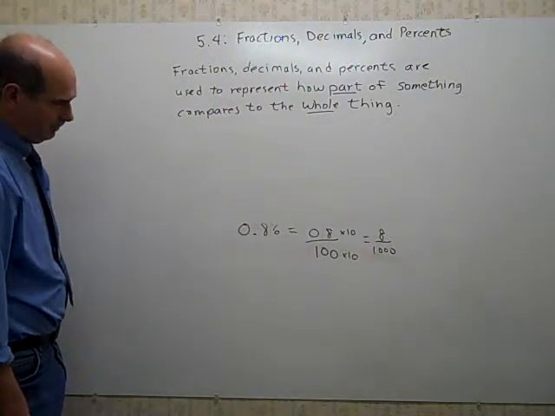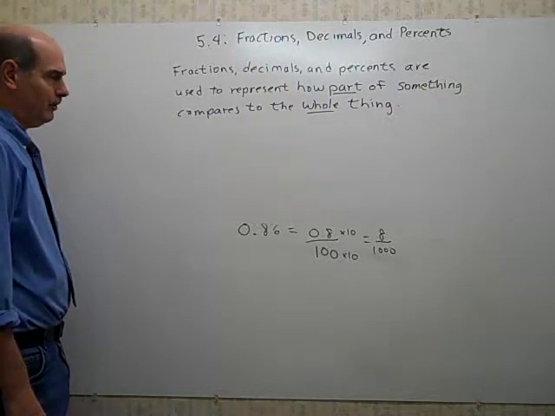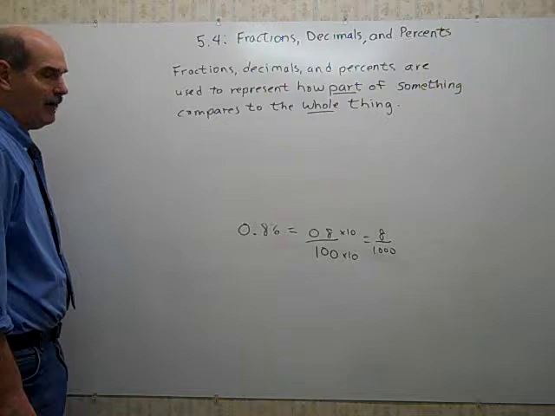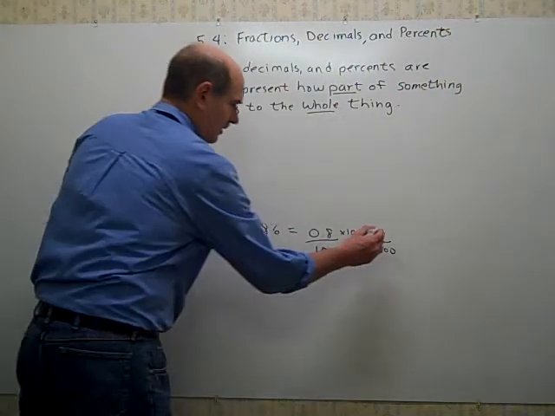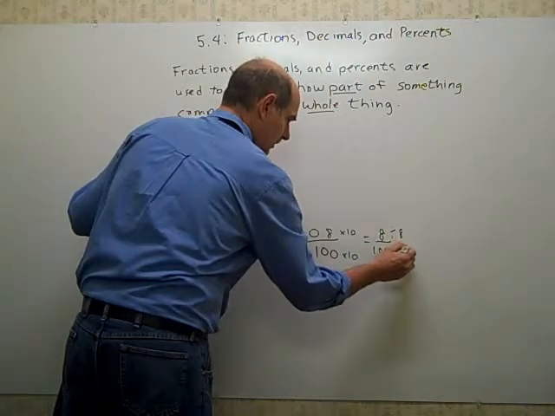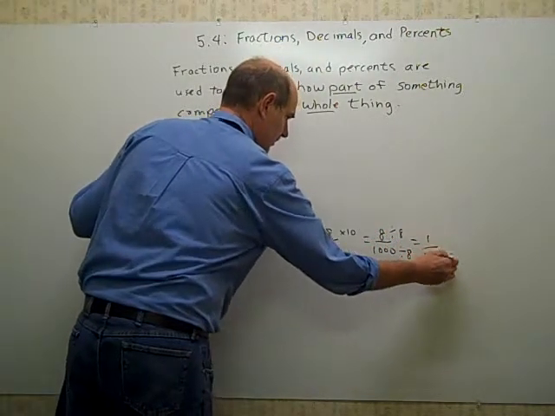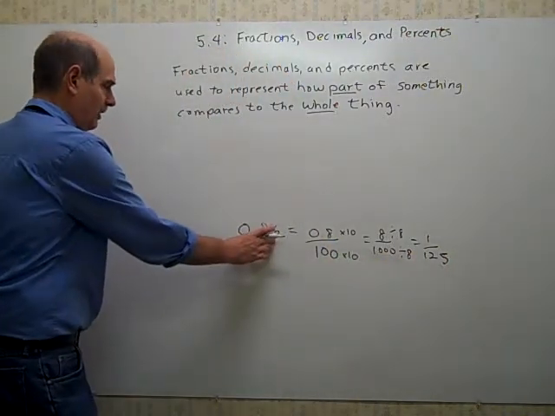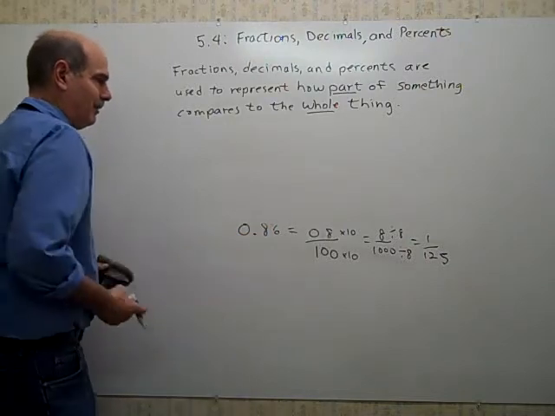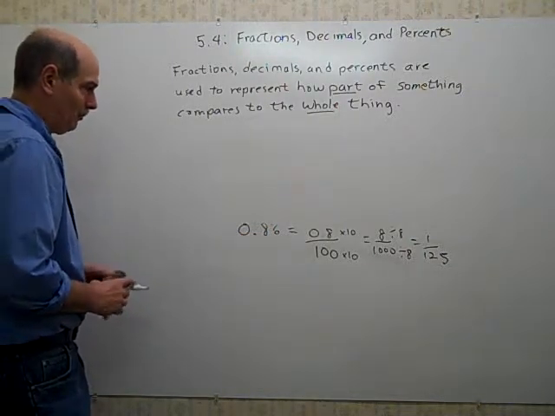Then you have to divide them both by 8. 8 goes into 1,000, so it would be 1 over 125. Divide 8 into 8, 8 into 1,000, and you get 1 over 125. So when you're changing a percent to a fraction, just remember that percent means out of 100. That reminder that percent means out of 100 can help you convert percent to fraction.